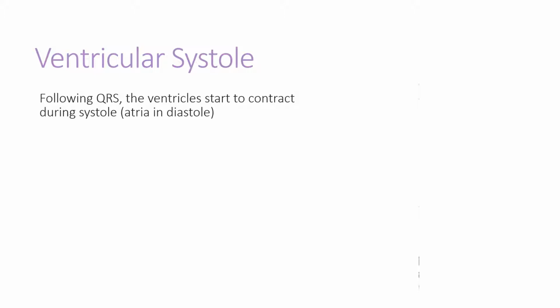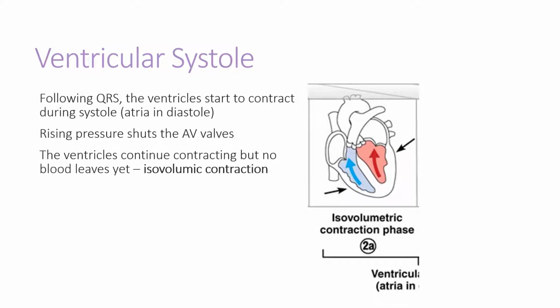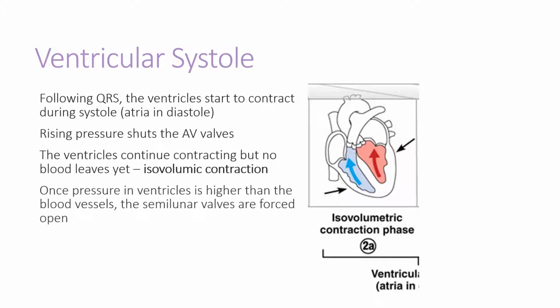Following the QRS complex, the ventricles start to contract during their period called systole. During this time, the atria are in diastole. Rising pressure within the ventricle pushes up on the bottom side of the atrioventricular valve and slams it shut. But the ventricles continue to contract. Even though they're contracting, the AV valve is closed and the semilunar valve is closed, so no blood is being pushed out of this chamber just yet. Because of that, this time period is called isovolumic contraction. The ventricles are contracting, but no blood is moving just yet.